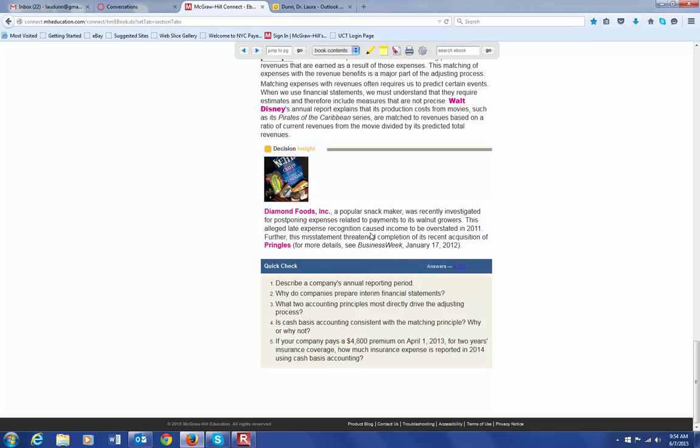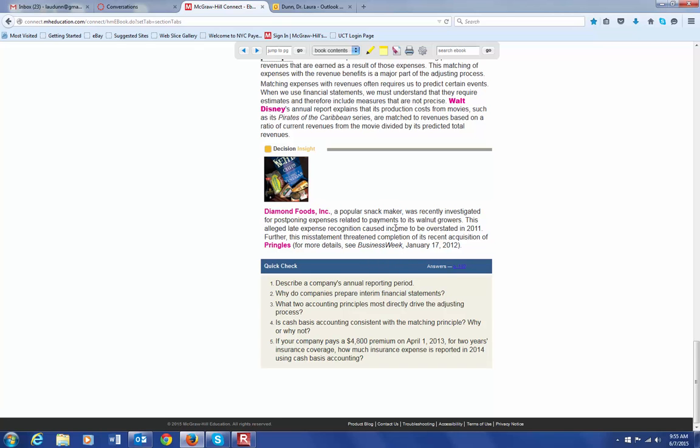For example, this is a company that actually was investigated because of the way it was reporting its revenue and expenses. They were postponing expenses related to payments to its walnut growers. This alleged late expense recognition caused their income to be overstated in 2011. So if you don't recognize the expenses at the time that they're really incurred, you postpone them to the next accounting period, then that is going to make it look like you made more money in that earlier period than you really did. And sometimes companies try to do that to boost their stock prices, to get people to think they're making more money than they really are.